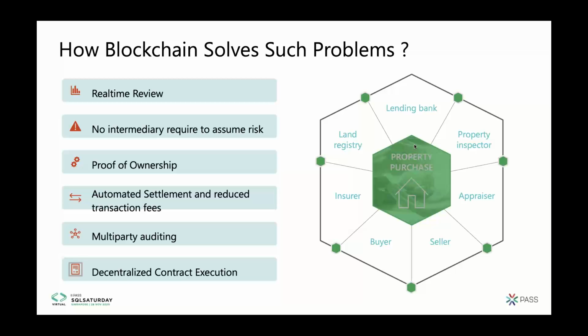And in terms of multi-party auditing, suppose the seller got bids from 1,000 buyers, but he only selected one or two, or the first 10 buyers to consider. He can reject or he can accept, or if he doesn't want to sell the property, he can completely terminate the process. That's multi-party auditing. And then decentralized contract execution: once the seller has put the property on the marketplace, it will be notified to all the parties. So they know that this transaction is happening, and they have a real-time view of it. That's how it works for the blockchain.